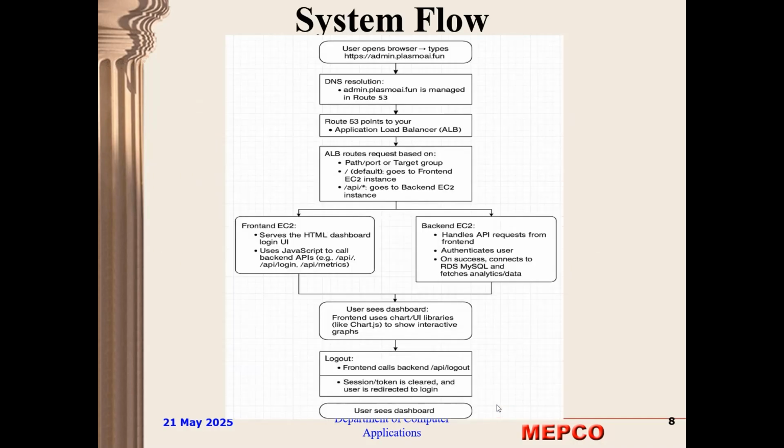This is the system flow. The user will open the browser and type the domain name. Then it will route to the DNS resolution. Then it will point to the ALB, that is the application load balancer. Then according to the request, it will point to the EC2 instance, that is the front end login page. Then after correct credentials, it will route to the backend, that is the dashboard. Then we can see the dashboard, that is the charts. They are interactive graphs. Then if you want to log out, we can log out.